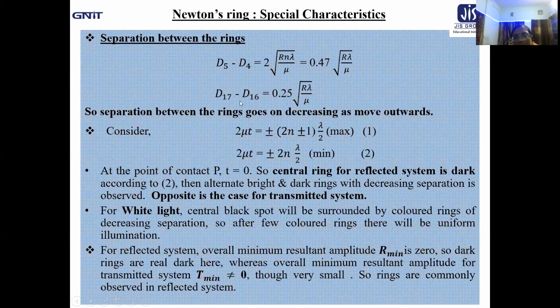Similarly, if you try with consecutive diameters of rings, but in the outer region, that means D17 minus D16, you will find it will come out as 0.25 root r lambda by mu. So in both cases, we are taking the diameter of two consecutive rings, two inner rings, two outer rings. In the case of outer rings, the separation is smaller than the inner rings. So separation between the rings goes on decreasing as we move outward. Take a look. Here, the separation between the rings is more, but as you go outward, the separation goes on decreasing.